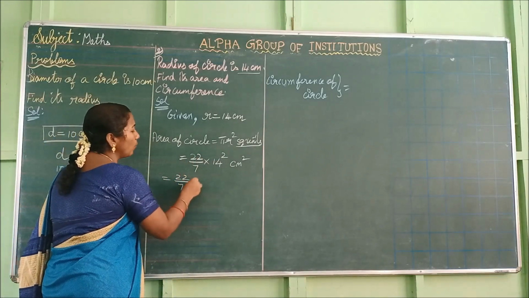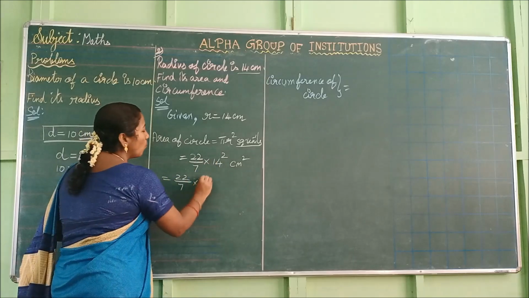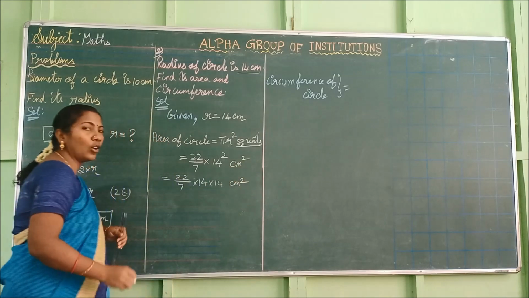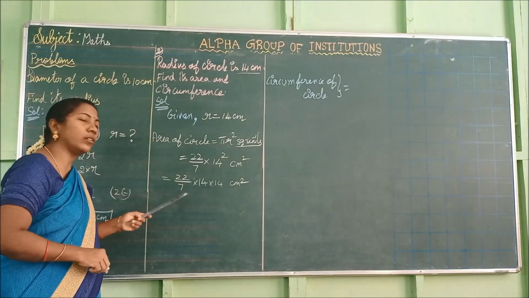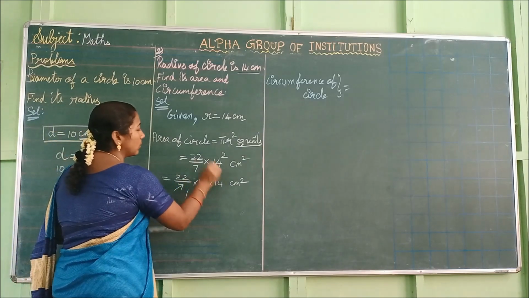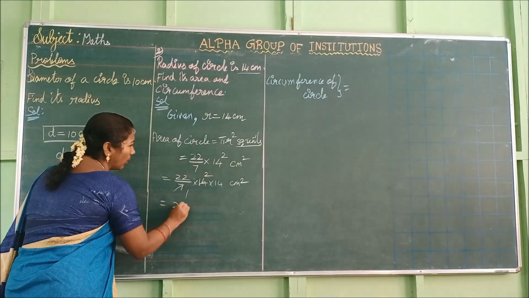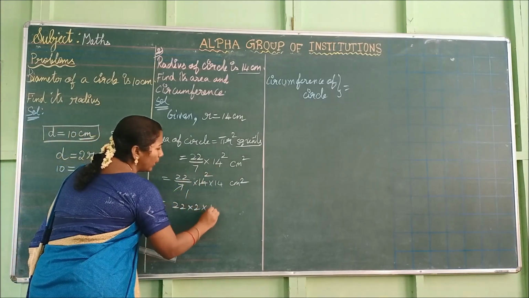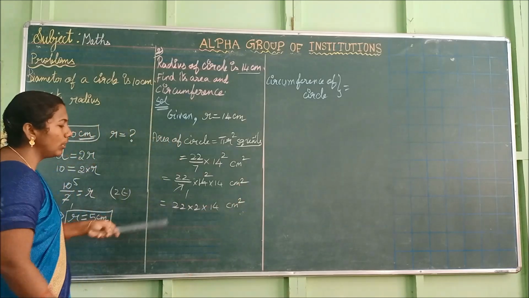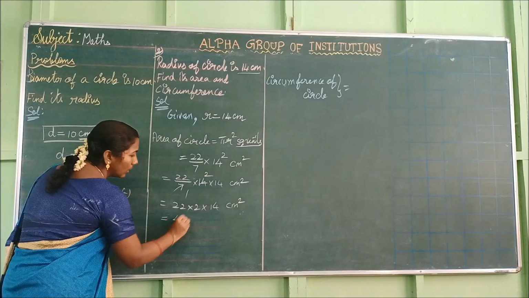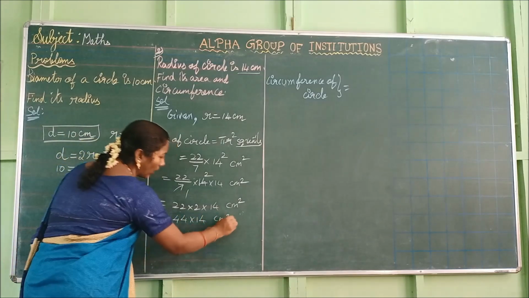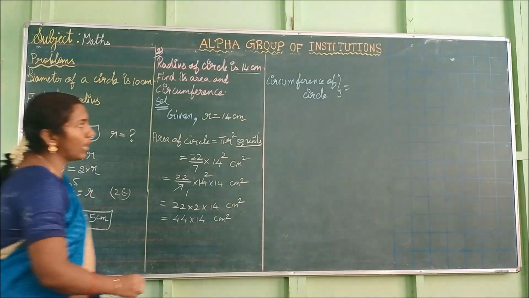Next, 22 by 7. 14 square can be written as 14 into 14 centimeters square. Now we are going to cancel this 14 by 7 by using the 7 table. So 1 7 is 7, 2 7s are 14. So 22 into 2 into 14 centimeters square. 22 into 2, 44. 44 into 14 centimeters square. We have to multiply these two values.